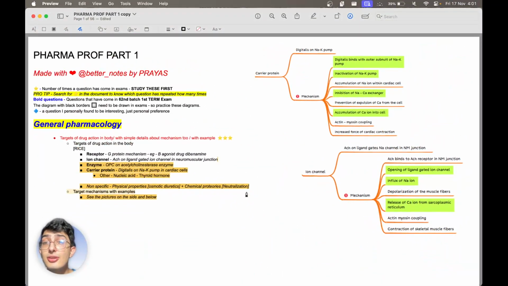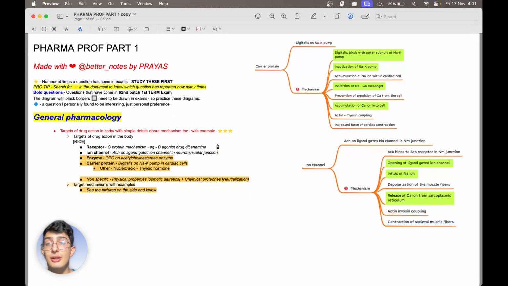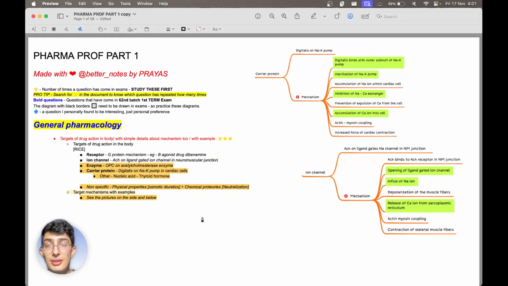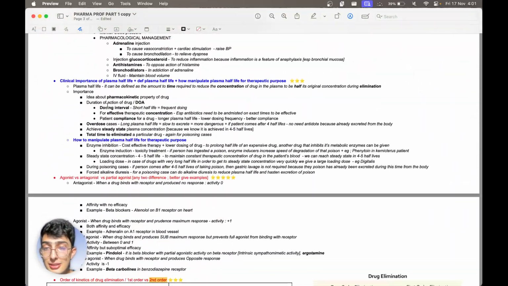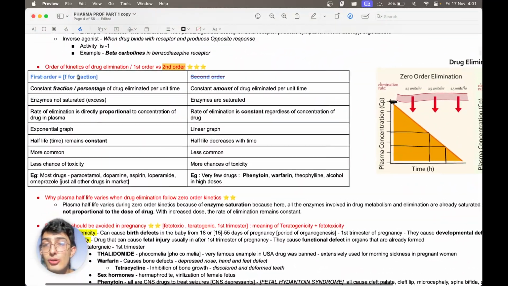Today we're going to take a look at a very important concept in pharmacology, general pharmacology to be exact, and that is the difference between first order kinetics and zero order kinetics. It is a very important question that comes in prof written exams multiple times.